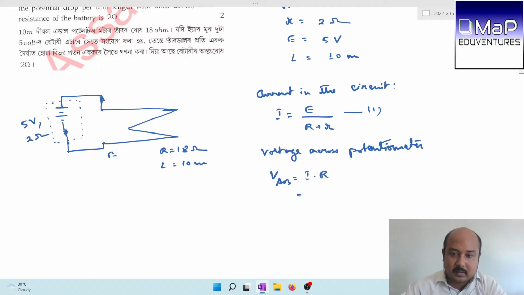Okay, now substituting the expression for I from equation 1, I have R by R plus r times E. This is the voltage drop across the potentiometer. We don't get the full voltage E because some part of E will drop across the internal resistance, and the remaining will drop across the potentiometer. That is equation number 2.